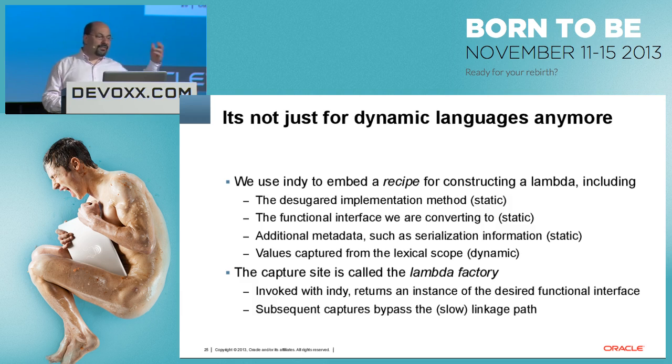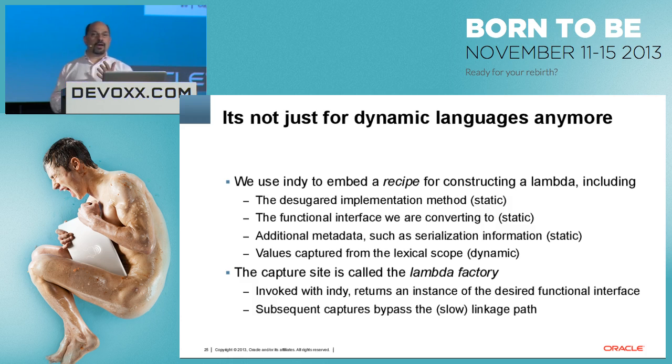And then any values that are captured from the lexical scope, like min-age, we push them on the stack like any other invocation. So we call this capture site the lambda factory because it's a call site which, when invoked, returns you the lambda that you want. You invoke it not with invoke virtual or invoke static or invoke interface, but with invoke dynamic, and it returns an instance of the functional interface you want, your lambda object.